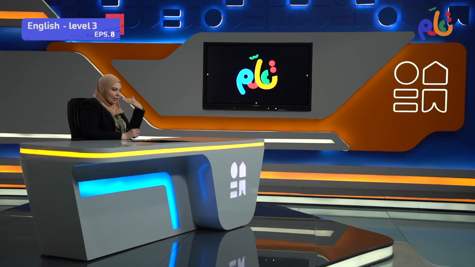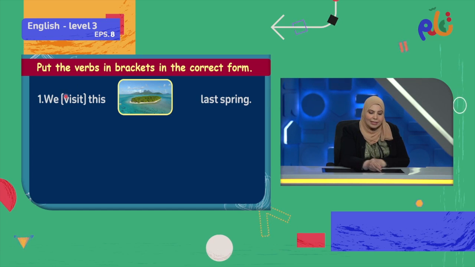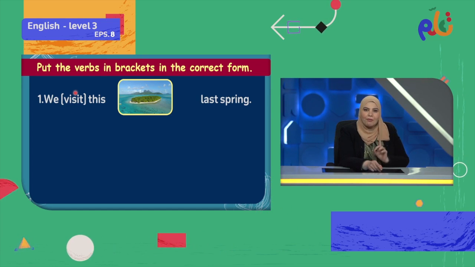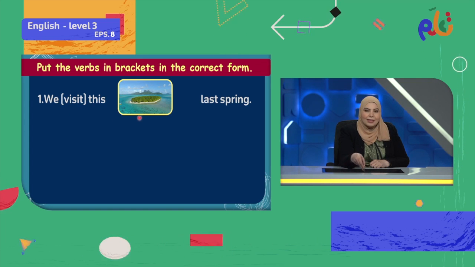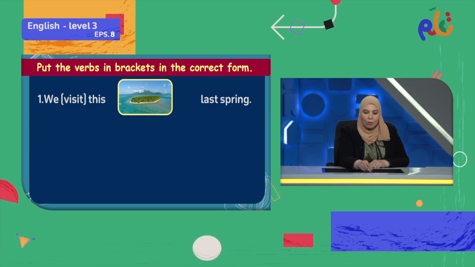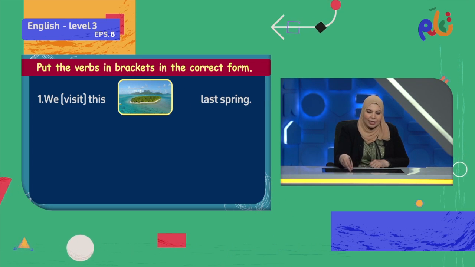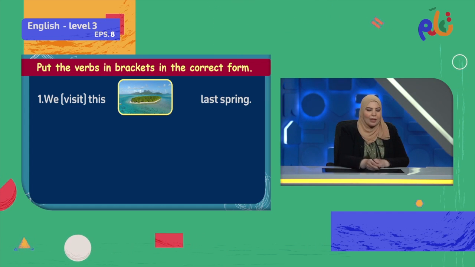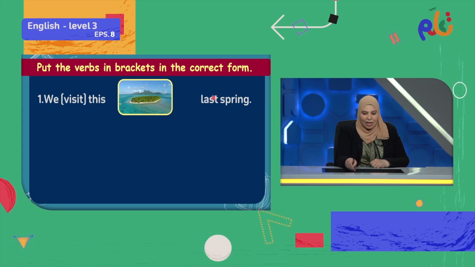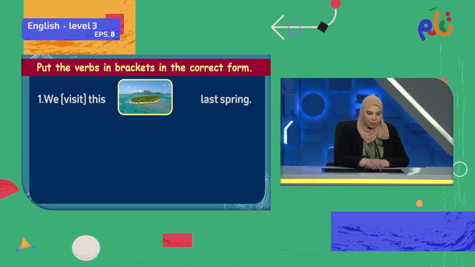So last spring, what's the tense that we can use? Exactly. Here we're talking about simple past. So this visit will become visited. So we visited this, exactly. This picture is for an island. We visited this island last spring. So for our sentence to be correct and complete: we visited this island last spring.